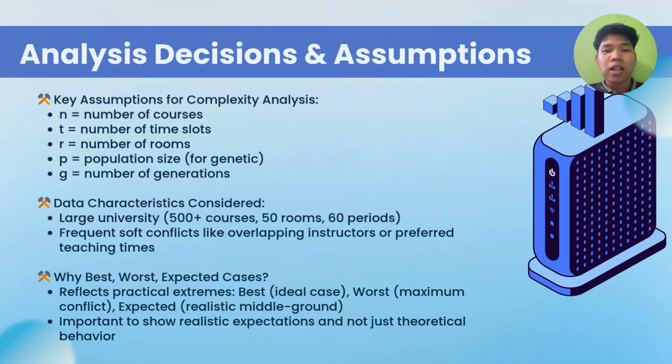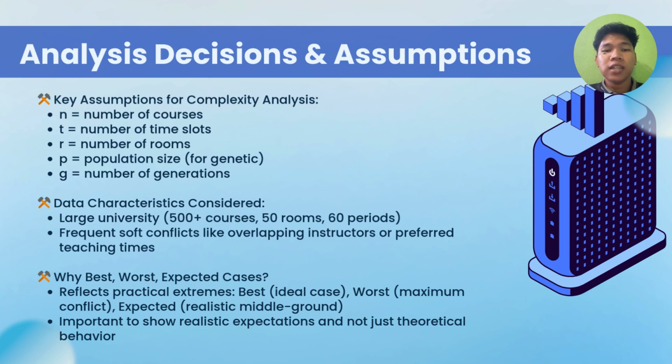For the genetic algorithm, we had to introduce two additional variables. These are P, the population size, which refers to how many complete timetables are evaluated in each generation, and G, which is the number of generations the algorithm runs through. These variables are essential for estimating how long the algorithm will take and how much memory it will use.